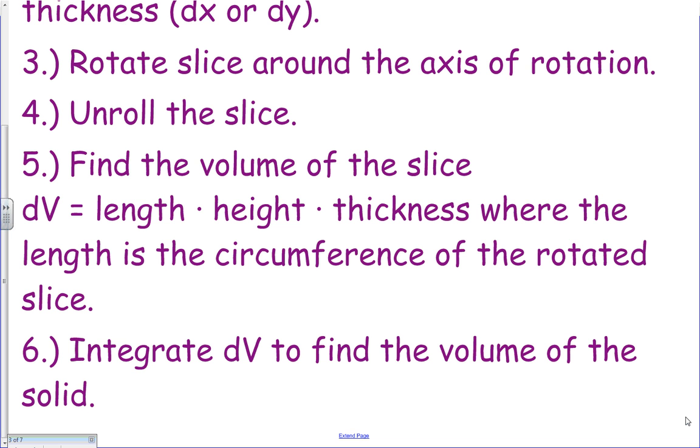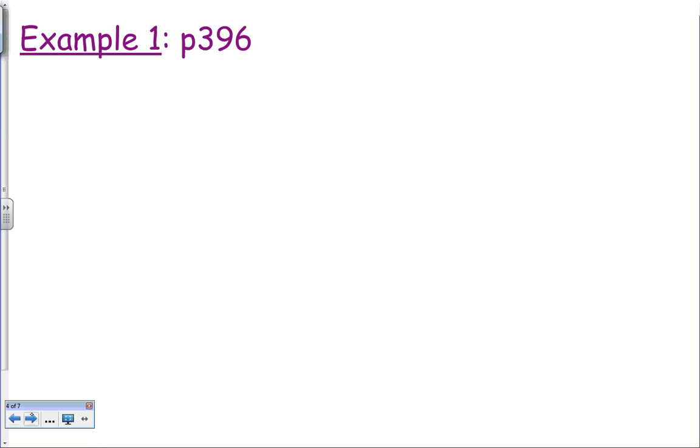So many of these steps sound the same. Of course, the one thing that's different there is the fact that it's a shell, so we have to slice it and unroll it to find the volume of it. But we still come up with dV to represent the volume of one slice, and then through integration we find the volume of the whole thing. All right, so let's take a look at an example that illustrates this for us.